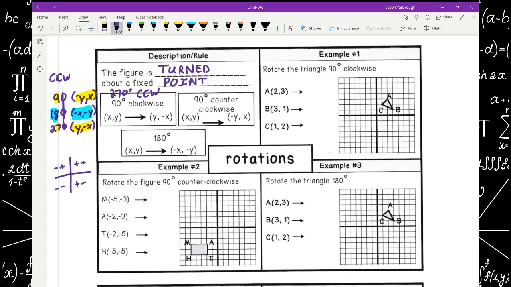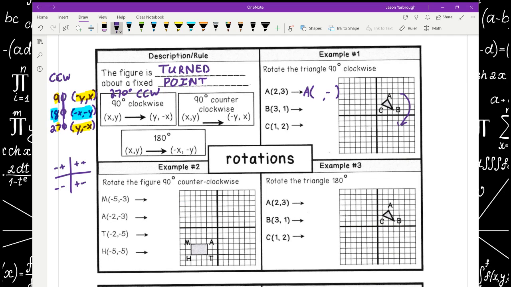So let's actually go ahead and look at one of these and see how that works. On this first one, we've got 90 degrees clockwise. We've got (2, 3) here. So notice we've got this one here, A, at (2, 3). If we go 90 degrees clockwise, we know we're going to go into this quadrant where it's positive negative. So we know A prime is going to have a positive for the first value and a negative for the second value. We just need to figure out what those values would be.